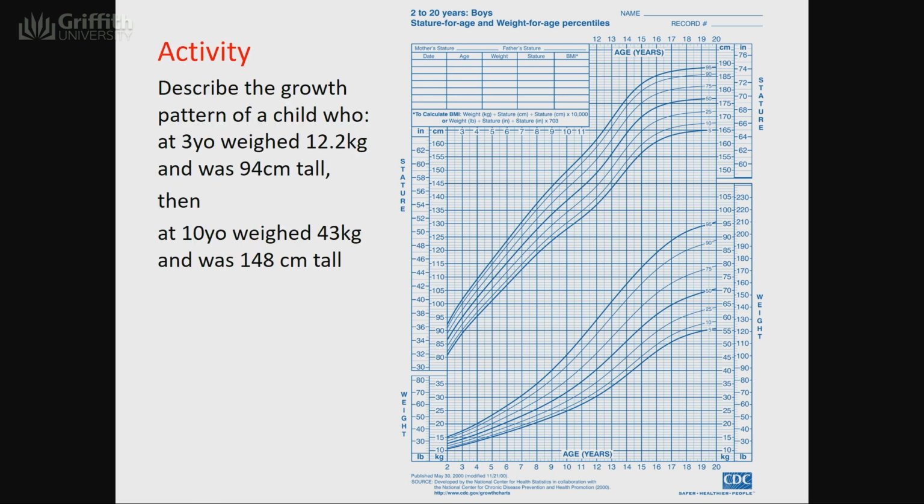So quickly now, quick activity. Describe the growth pattern of a child who at 3 years of age weighed 12.2 kilos and was 94 centimetres tall, and then at 10 years weighed 43 kilos and was 147 centimetres tall. So bring this along to the tutorial, and we can have a look at your plot and have a look at how you've described the response to that.